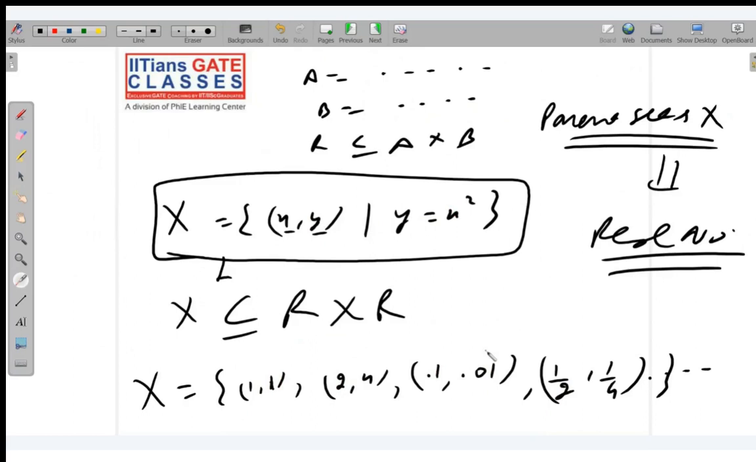So take a snapshot, I will jump to the next slide. So relation means what? How the elements are related. That's it.